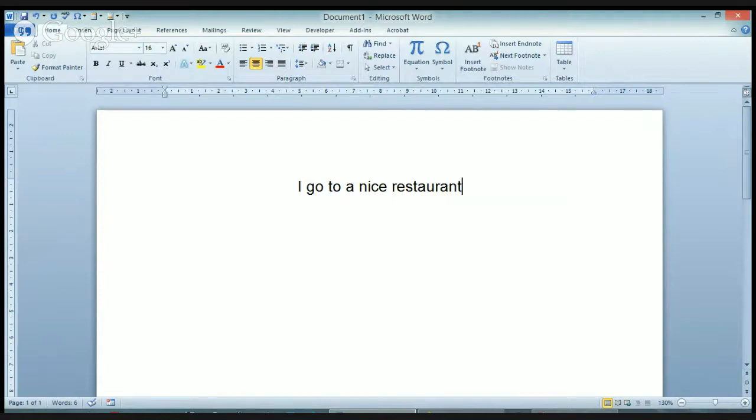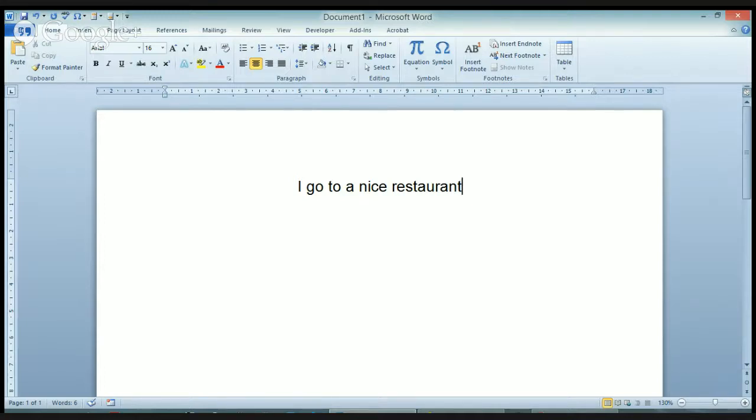What tense is it first? I go to a nice restaurant. What tense is it? I go. I go, so present simple. So what time is it in present simple? If we're using present simple time, is it now? Is it past? Future? Of course, everybody will say present, but what does it mean present? That's now, at the moment. I go to a nice restaurant now. No, this is going to be an error, isn't it?